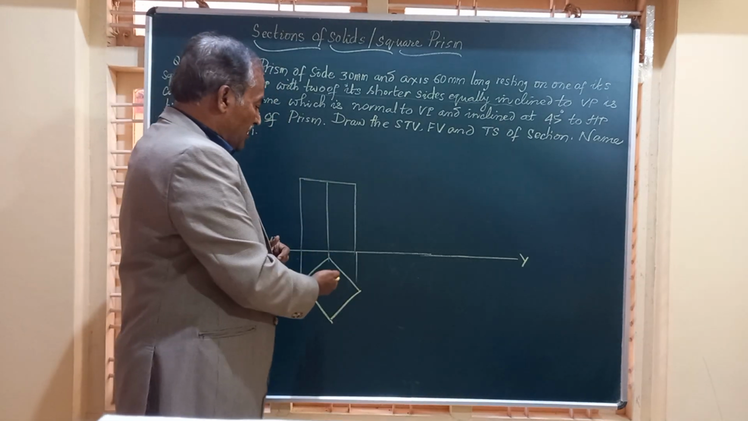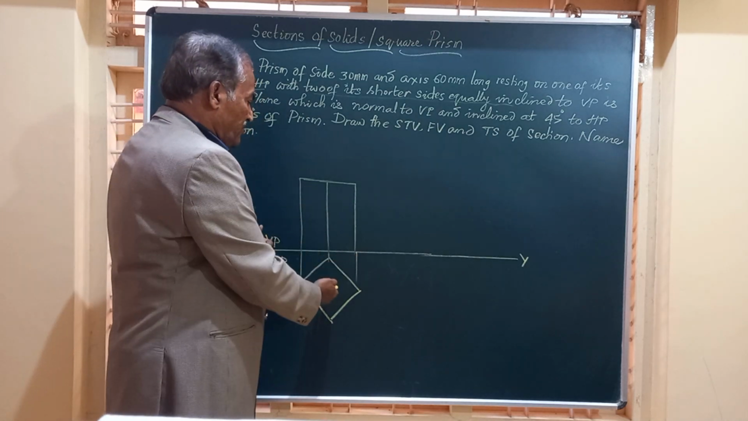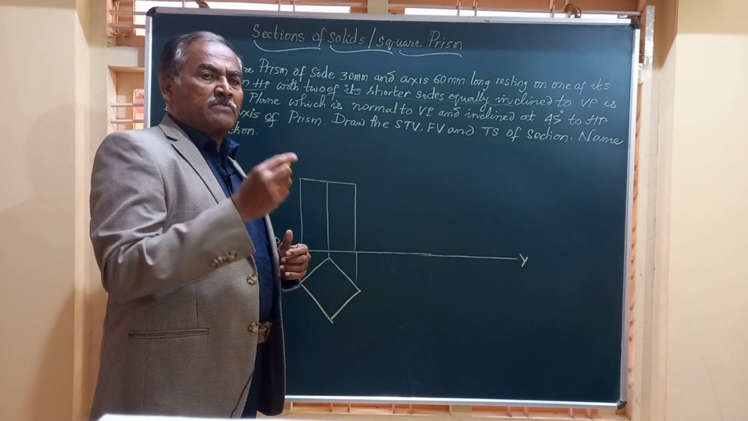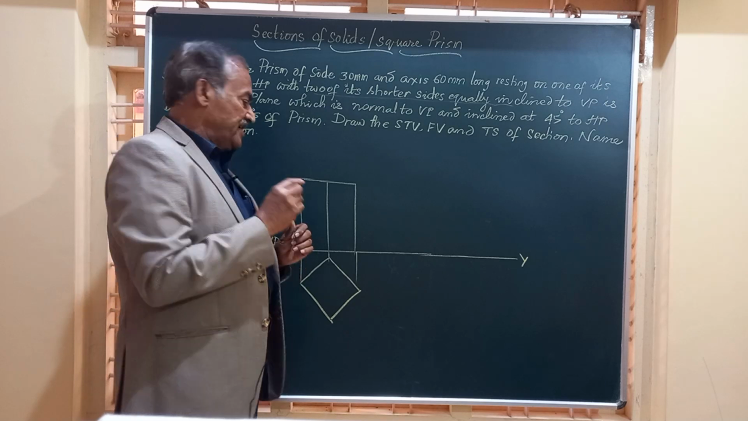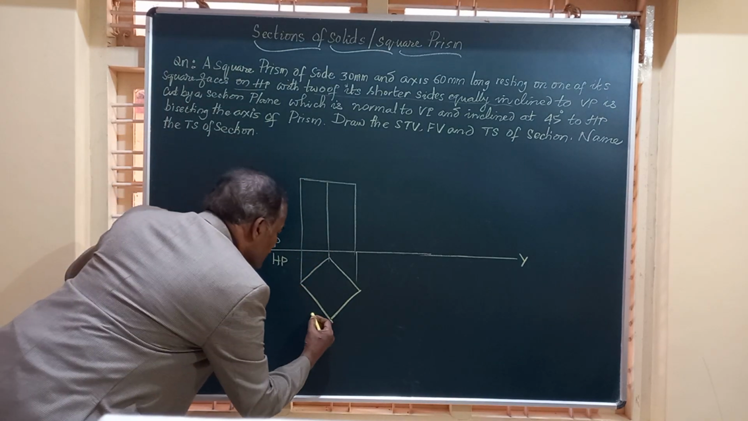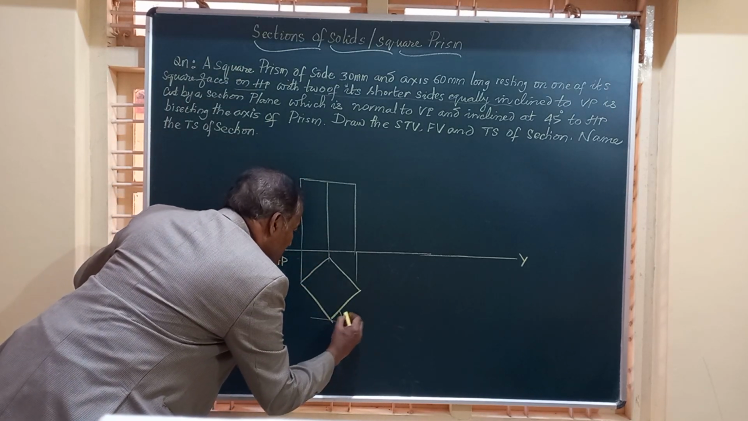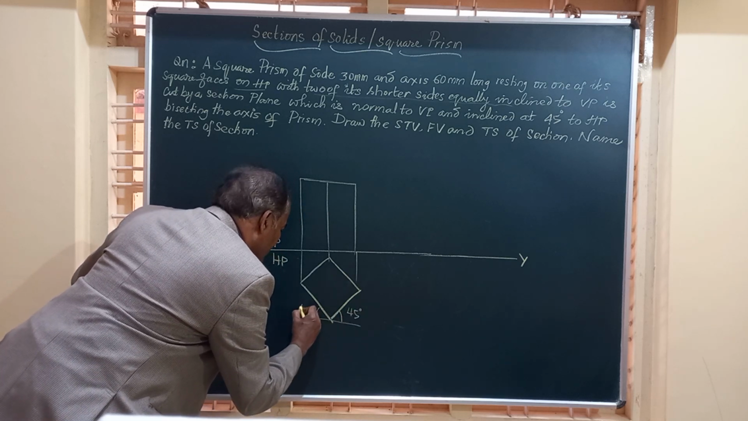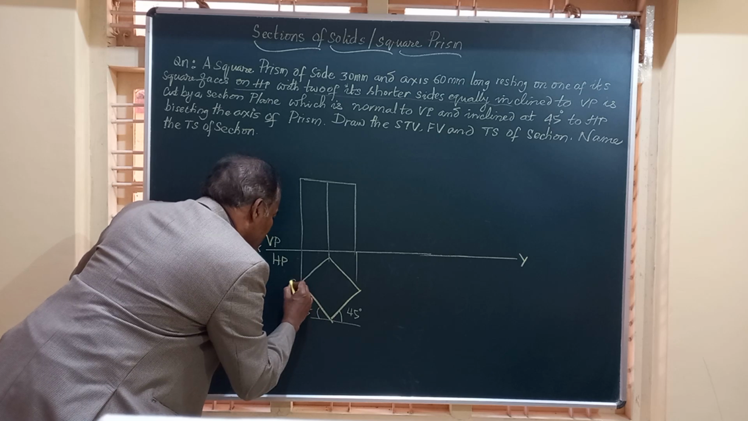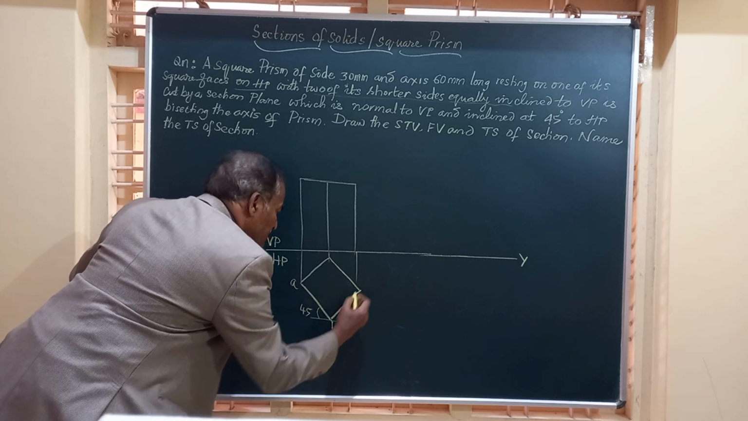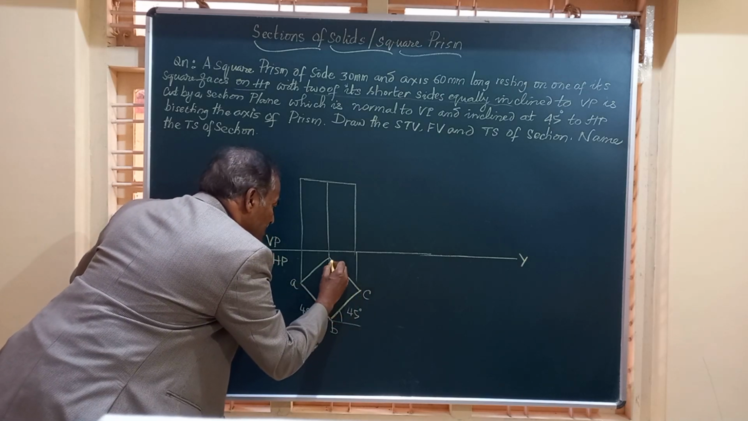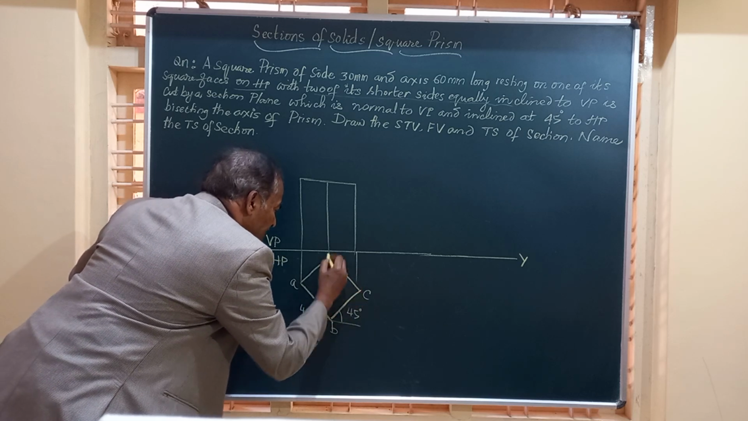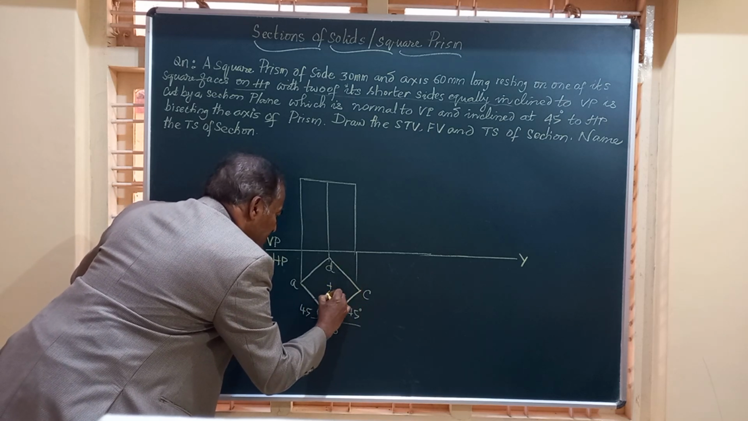Friends, this is how the prism looks in the top view and in the front view. Let me label all the corners and the edges. So this you should remember, these are 45 degrees. Both the sides are at 45 degrees. So I'll mark it as A, B, C, D. And if you just join these diagonals, they meet at a common point, say O.